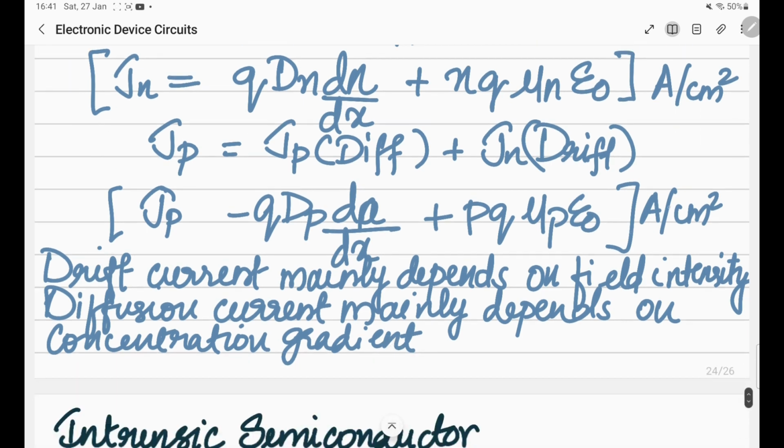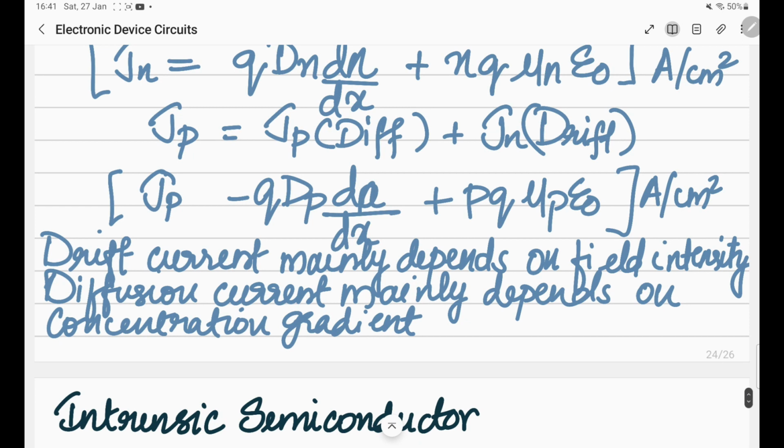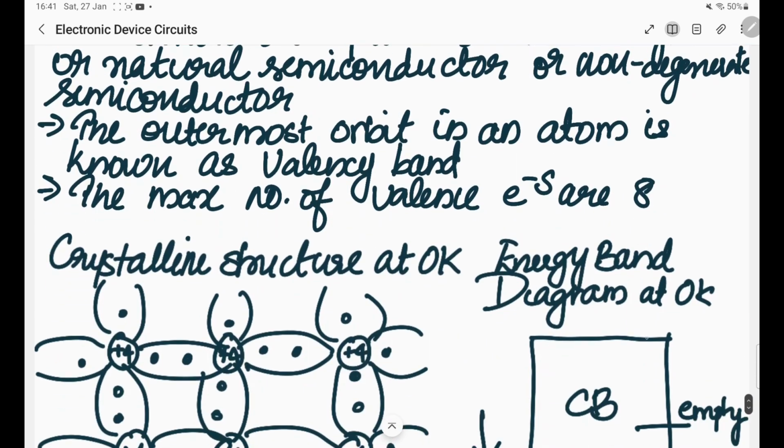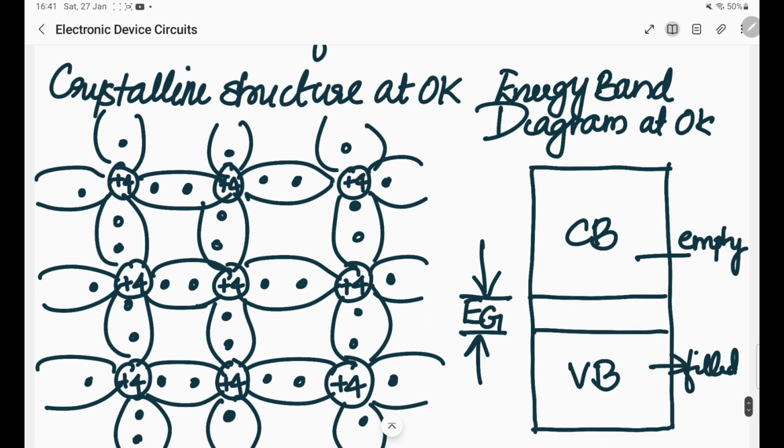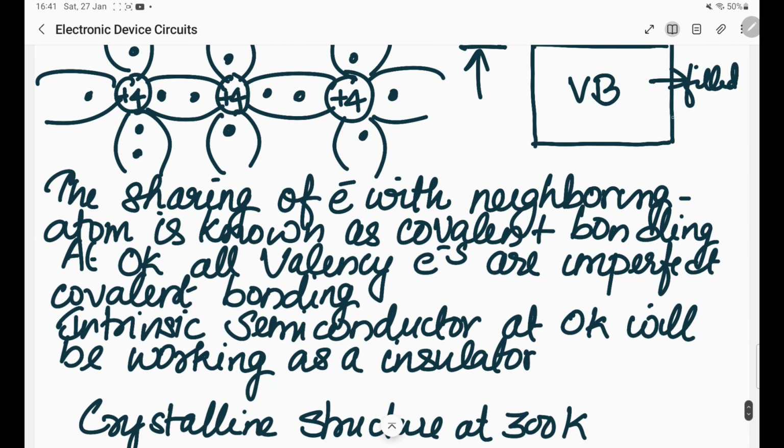Drift current mainly depends on field intensity, and diffusion current mainly depends on the concentration gradient. So what are the major differences? Drift current mainly depends on the field intensity, and the diffusion current mainly depends on the concentration gradient. And as I said, we'll discuss more about intrinsic semiconductors in the coming section. We'll discuss in detail the crystalline structure and all these sections in the next video.